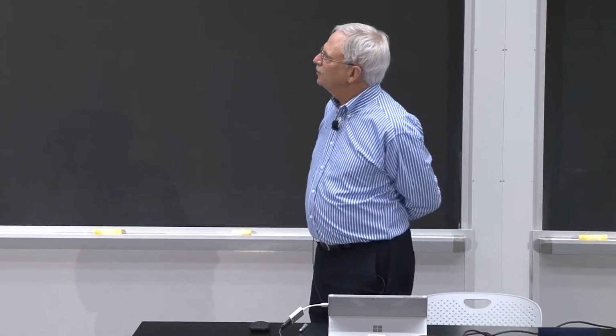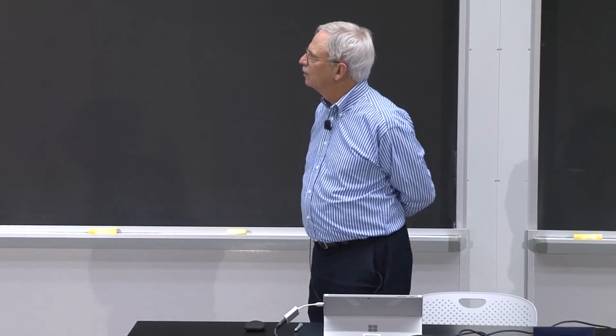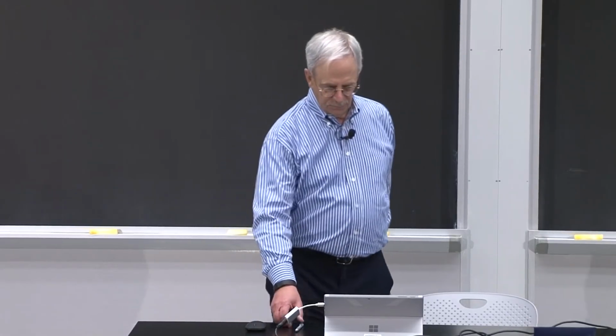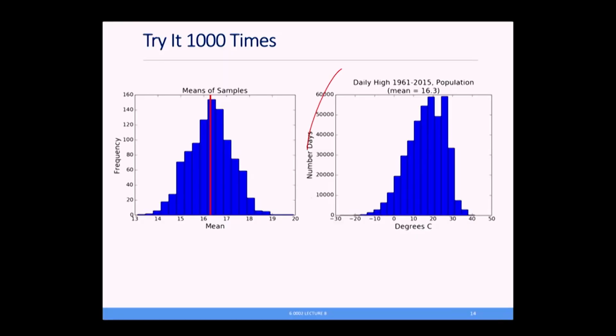When we try it 1,000 times, here's what it looks like. So here we see what we had originally, same picture I showed you before, and here's what we get when we look at the means of 100 samples. So this plot on the left looks a lot more like it's a normal distribution than the one on the right. Should that surprise us?